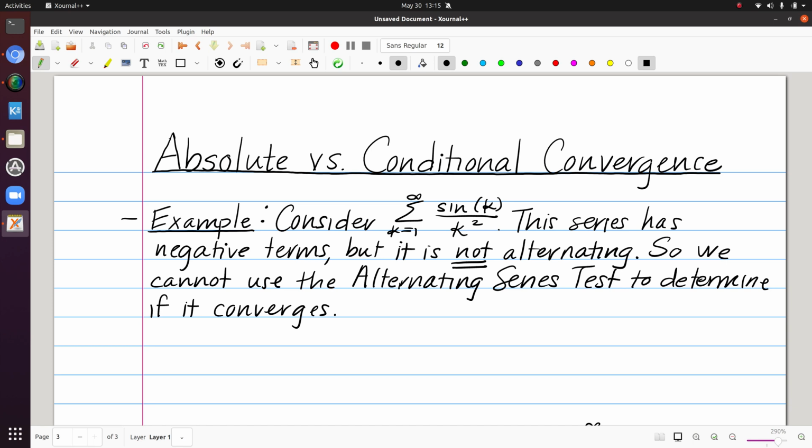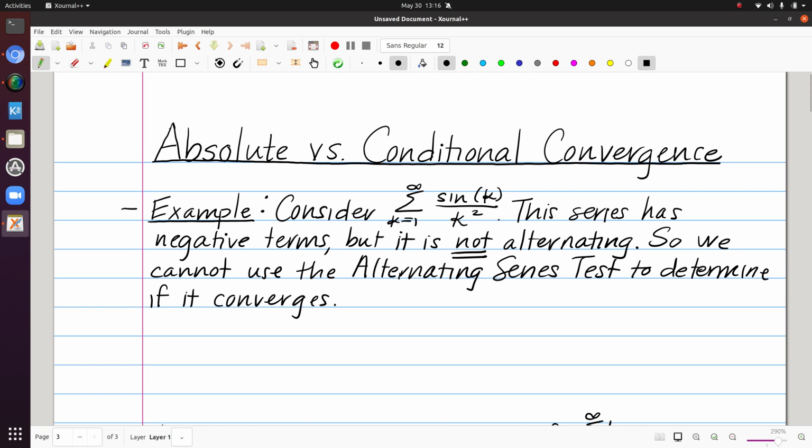And the reason for that is, if you think about this sine function, you can have sine of two integer values in a row where the sign of those terms is the same. So I could have positive, positive, followed by a negative, maybe a slew of positives, and so on. So this has both positive and negative terms, but we can't say that every other term the sign of the terms changes. So if it's not alternating, we can't use the alternating series test. Even though you might see some negative terms, that doesn't mean we can automatically apply the alternating series test.